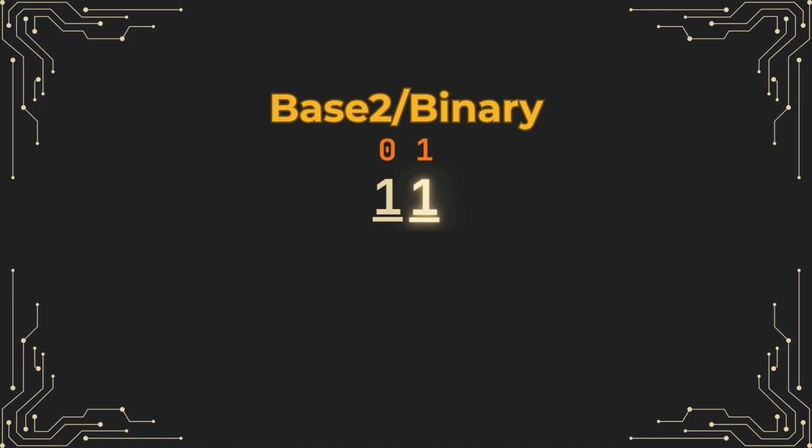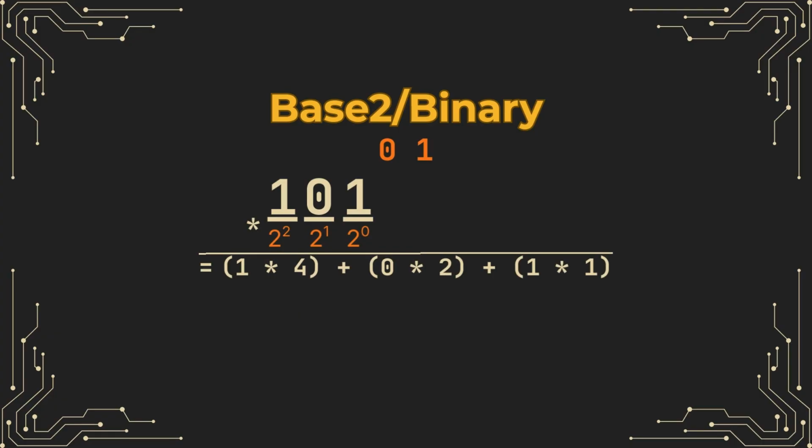Now both columns are full. Just like before, we reset both to 0, add a new column, and mark it 1. Now we have 100. The next number is 101. But what is 101 in our human language? We use the 2's table. The far right is 2 to the power of 0, which is 1. The middle is 2 to the power of 1, which is 2. The left is 2 to the power of 2, which is 4. We have 1 four, 0 twos, and 1 one. Add 4 plus 1, and we see that 101 is actually equal to 5.